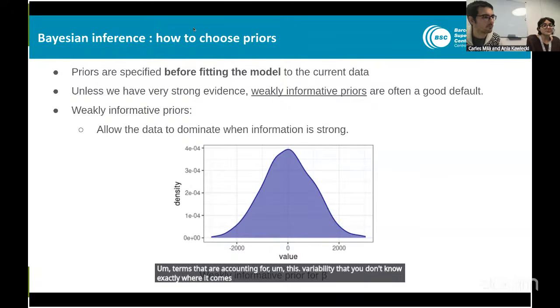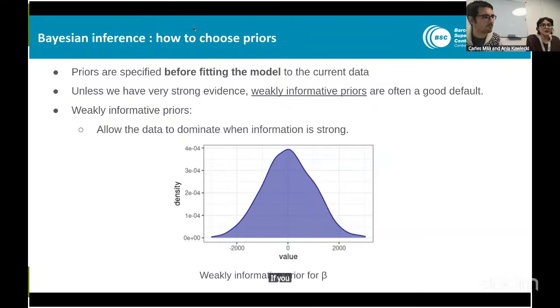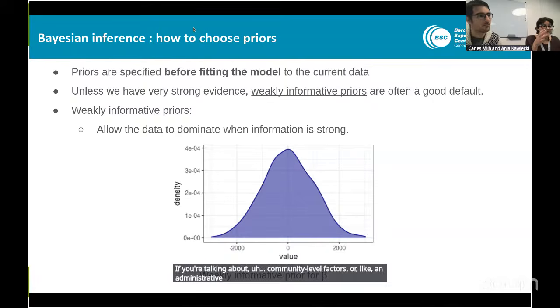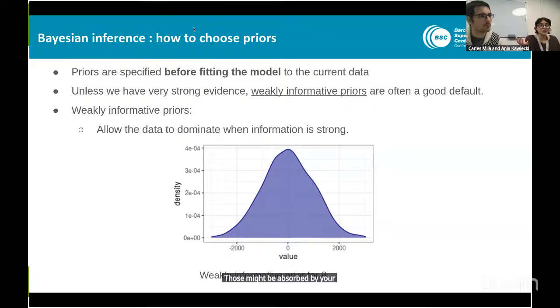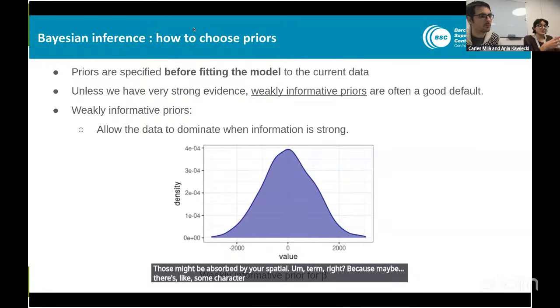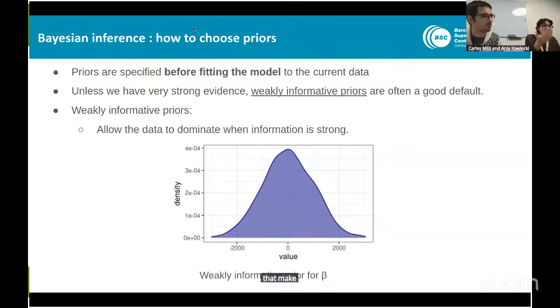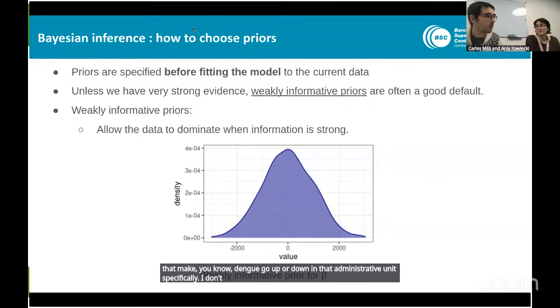So for example, if you're talking about community level factors or administrative area changes, those might be absorbed by your spatial term, right? Because maybe there are some characteristics in the administrative unit that make dengue go up or down in that administrative unit specifically. I don't know. Do you want to add anything? I think that's correct.